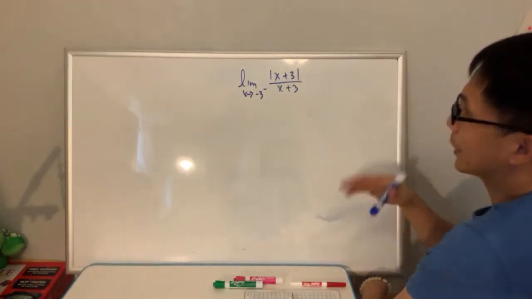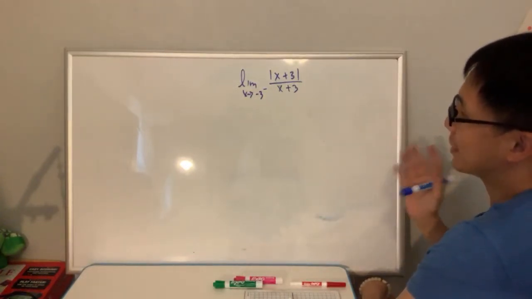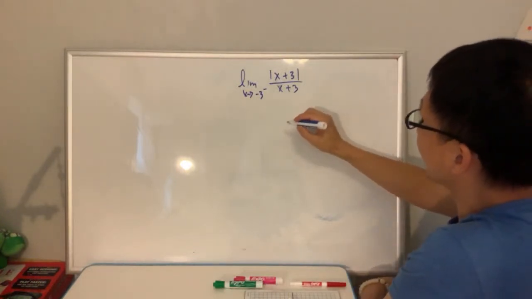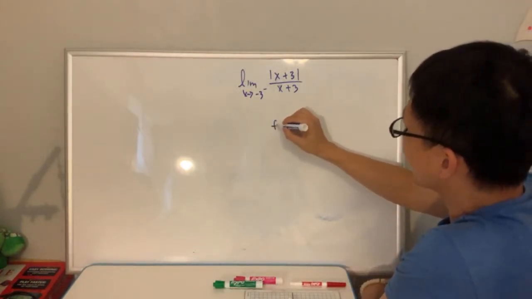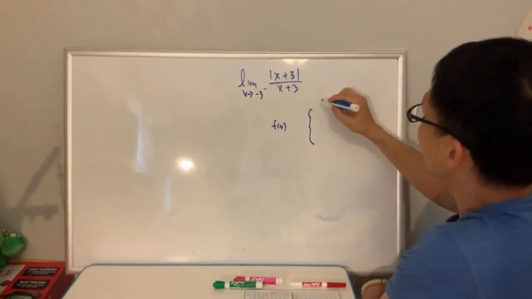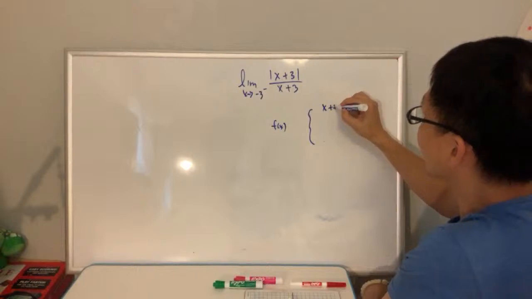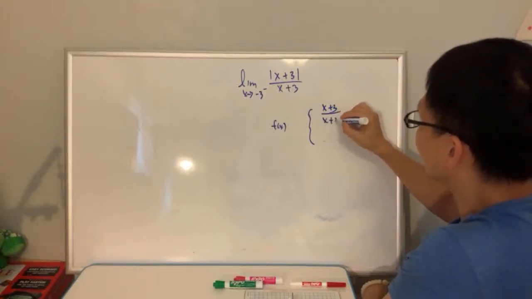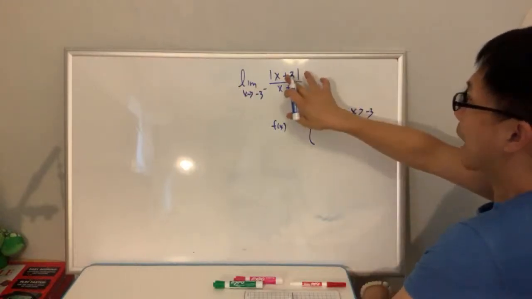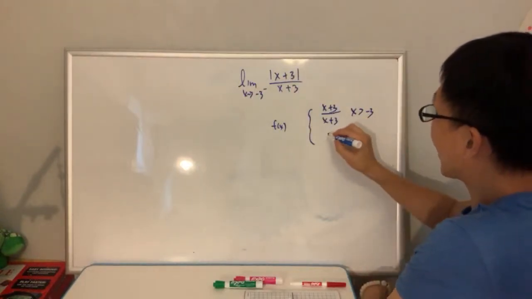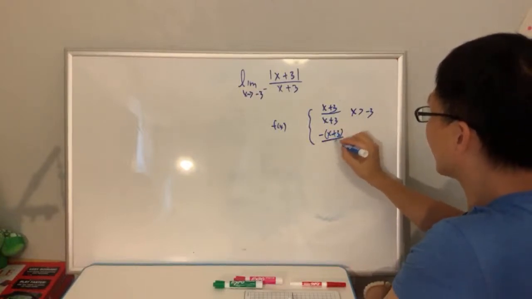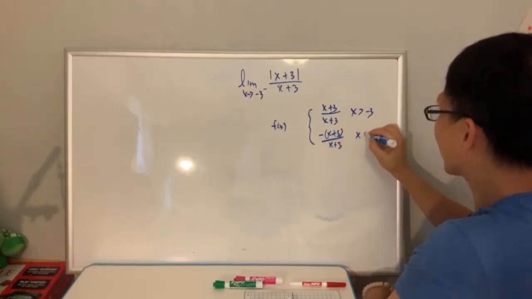So we know when x is on the right side of -3, we're going to use the positive x plus 3. So that's going to be f of x, right? And that's going to be something like this: x plus 3 over x plus 3 when x is greater than -3. I just use the positive part of this version. And this part is going to be x plus 3 over x plus 3 when x is less than -3.